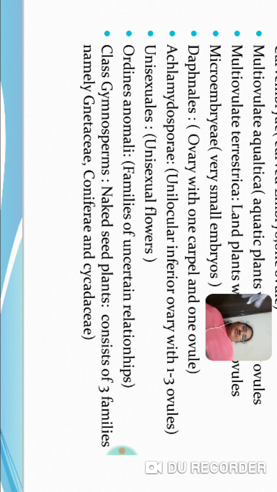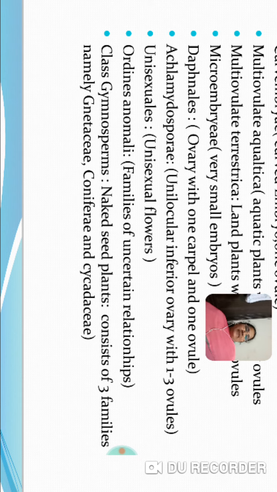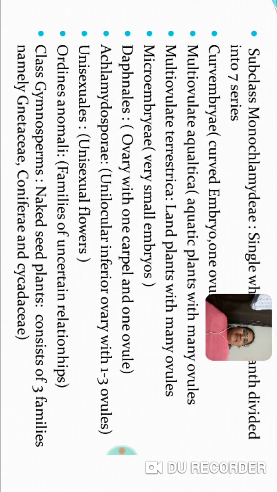And the next one is the unisexualis. The name itself is self-explanatory again. Unisexualis means the plants have flowers with a unisexual condition, so all those plants are kept under unisexualis. And Ordinis anomali: here the different families present do not have clear relationships among them. Such families, which do not show any clear relationships, are grouped under Ordinis anomali. So this is about the Monoclamidae classification.